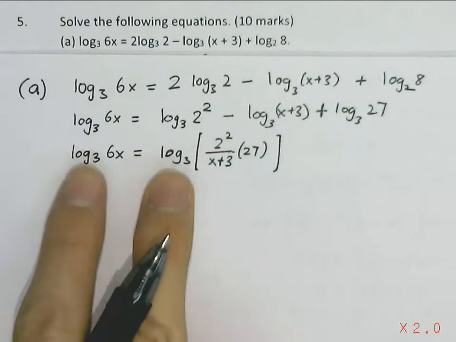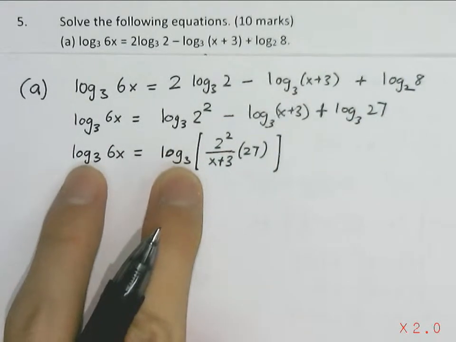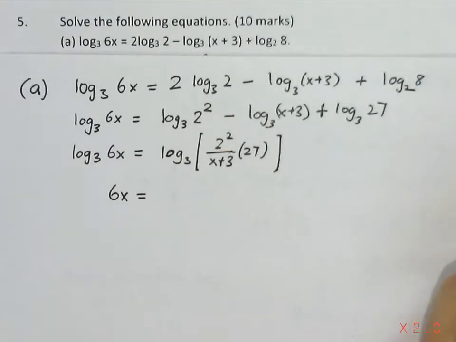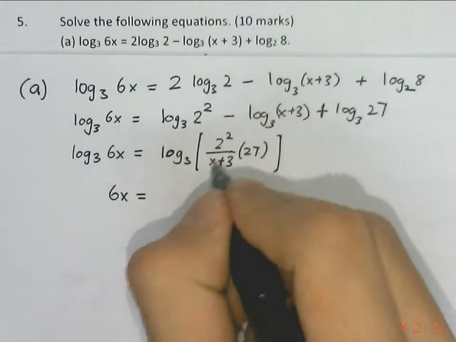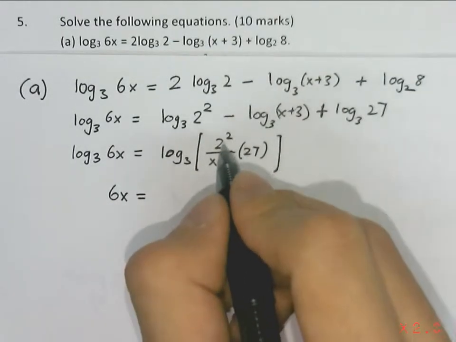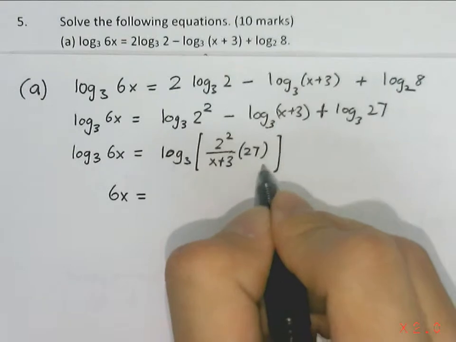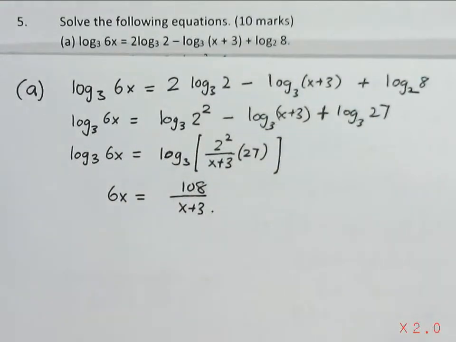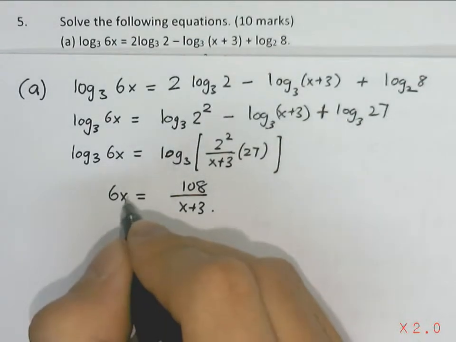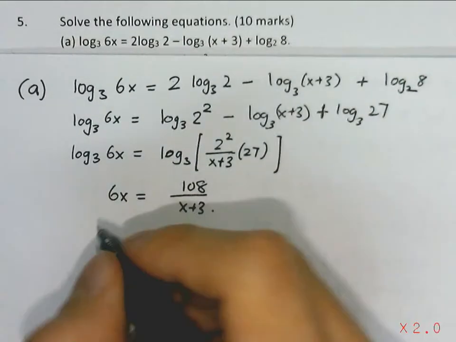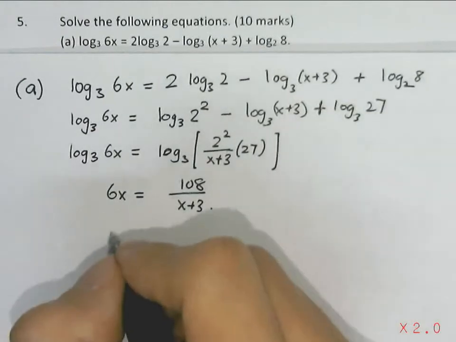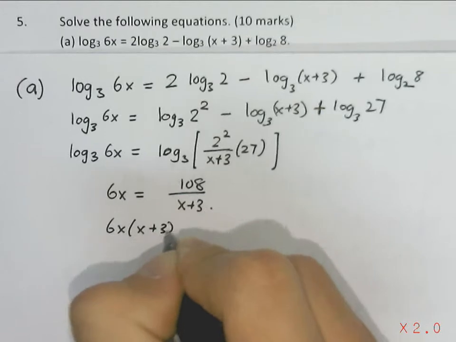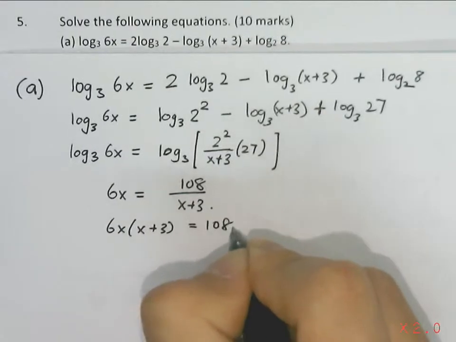Now, since they are both the same operator, log base 3, we can remove this and simply write the number itself. So 6x equals to this. We can evaluate this also. 2 squared is 4, 4 times 27 is 108, over x plus 3. Solving just means that you bring this over and solve a quadratic equation, and you can get the answers for x. So 6x times x plus 3 equals 108.